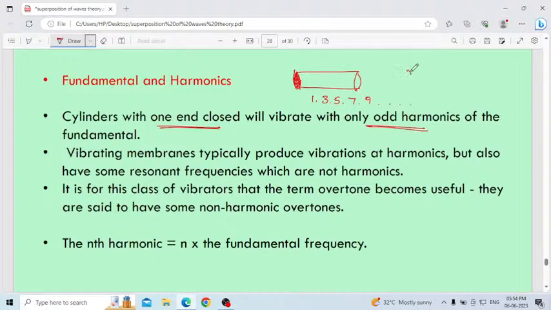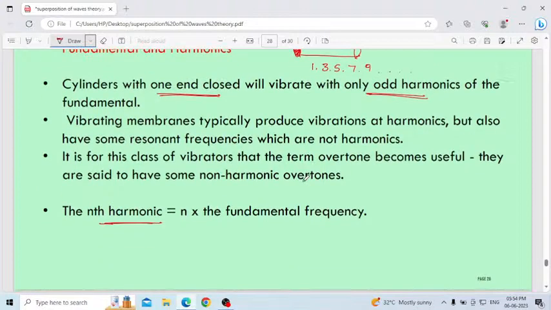Here n will be an odd number. See here, nth harmonic is n times the fundamental frequency, no? Then the value of n will be 1, 3, 5, 7, 9. You can observe this only if one of the ends is closed and the other one is open. A vibrating membrane typically produces vibration at harmonics, but also has some resonance frequencies which are not harmonics. A musical instrument will not always produce harmonic sound. It may be harmonic sometimes, it may be not harmonic.